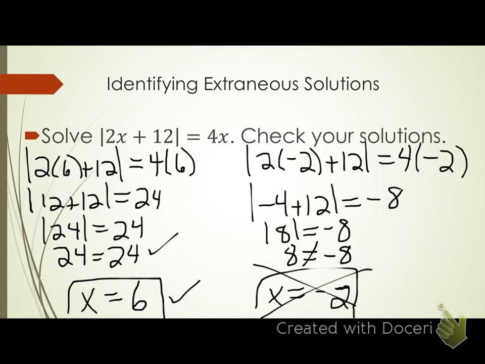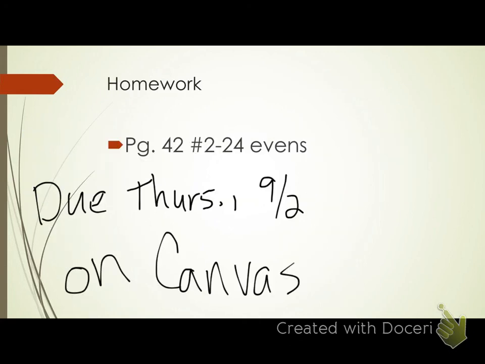Okay. Questions on this last example? Any questions about any of the notes we just took? We all right? We ready for the assignment? Page 42, 2 through 24, evens. It's due Thursday, September 2nd on Canvas. Tomorrow is September 1st. Wow, it's crazy, September already. Wait, today's August 31st.